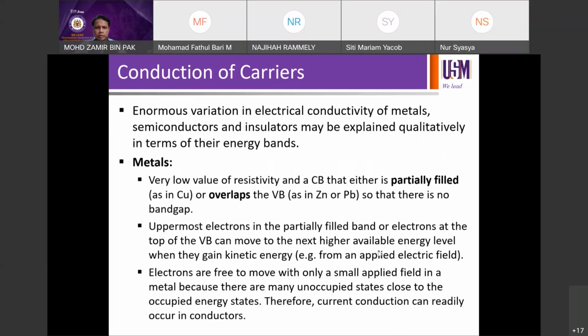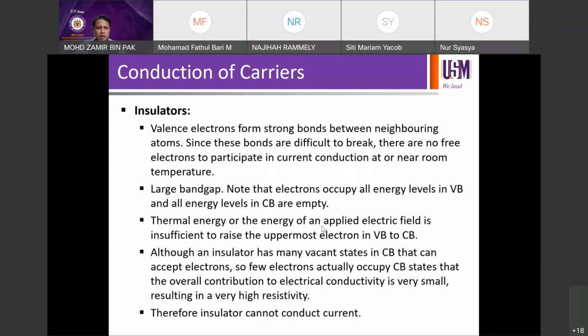We've discussed a little bit on the conduction of carriers in metals, where we have two cases, for example. The first case is the complete overlap between the valence band and conduction band, and then we have the partially filled case, with a few examples of metals. For insulators, we discussed that the energy gap is so large that the valence band electrons require a massive amount of energy in order to be excited into the conduction band.